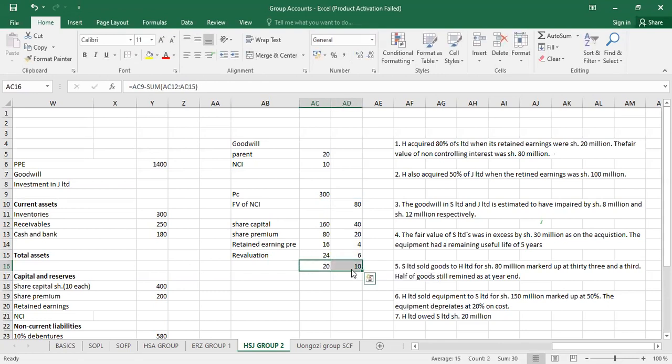Alt HBP. This is what we are doing here, so that we are getting the one attributable to the parent and the one attributable to the NCI. Later on, you always add this one plus this one to find the total goodwill.